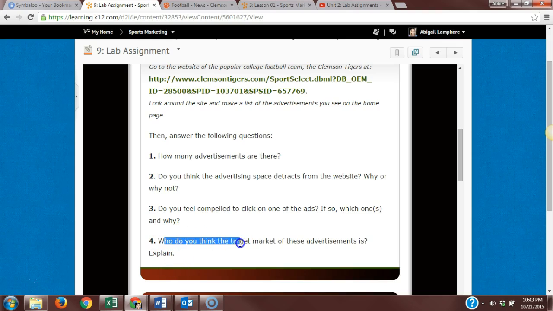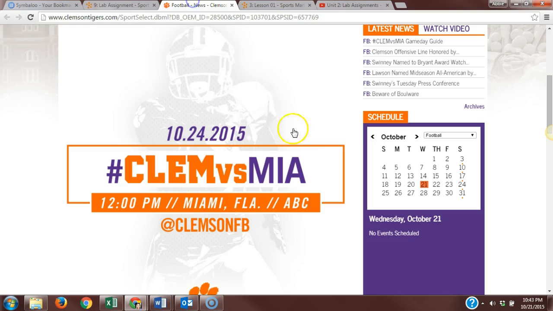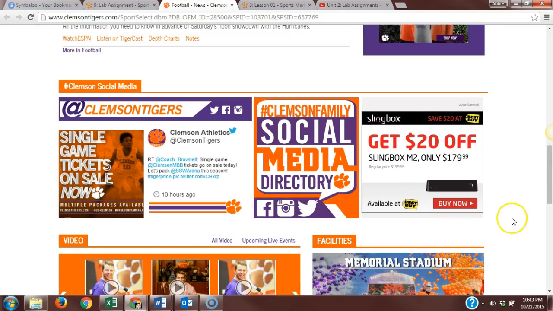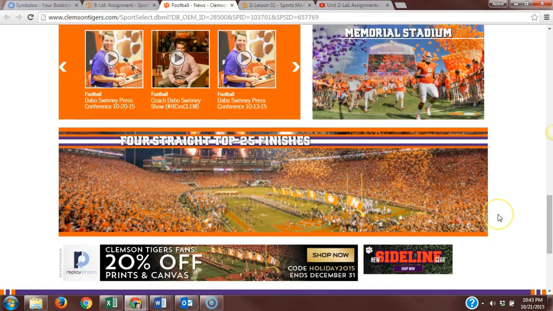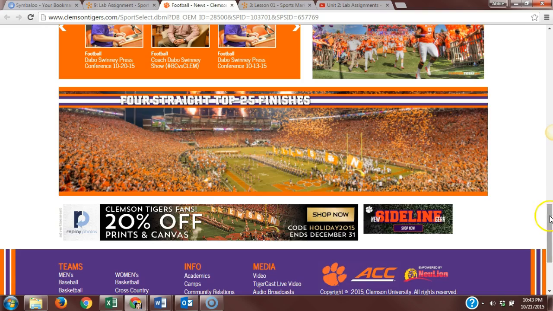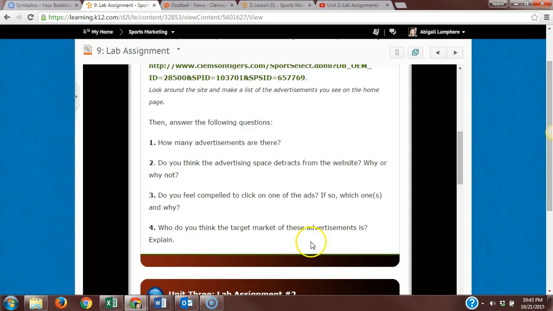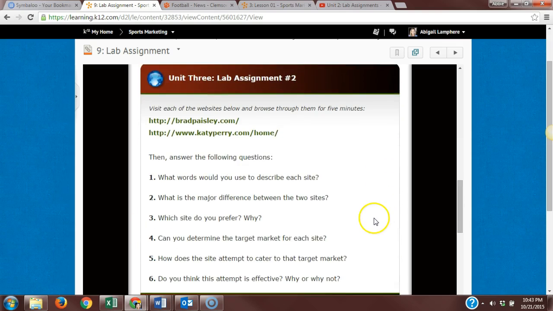Who do you think the target market of these advertisements is? Who do you think they're trying to catch with these ads? Who goes to this web page? Who's looking at the Clemson Tigers? What do you think the target market is that these advertisements are geared towards? So again, go into explanation and write a few sentences backing up your response.